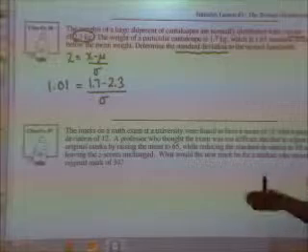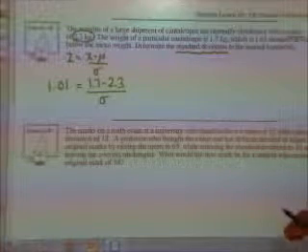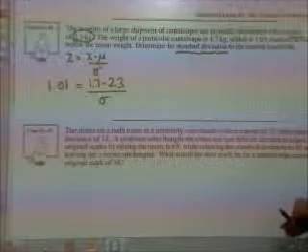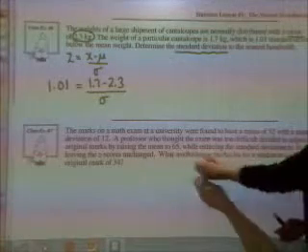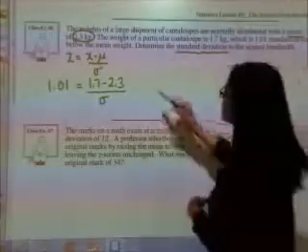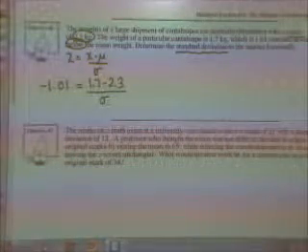Remember, z-score tells me how many standard deviations I am away from the mean. Now, if I'm below the mean, what should my z-score actually be? How do I know if a z-score is above the mean or below the mean? Because one standard deviation could be above or it could be below. What do I use to differentiate between the ones that are above and the ones that are below? So the word below the mean weight means that my z-score has to be a negative 1.01.